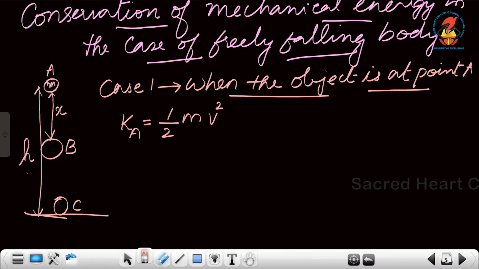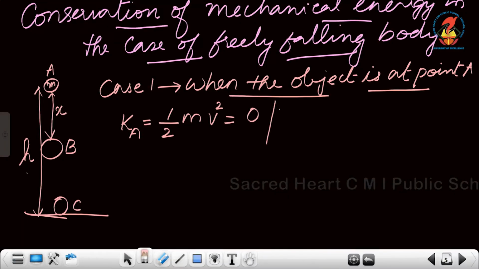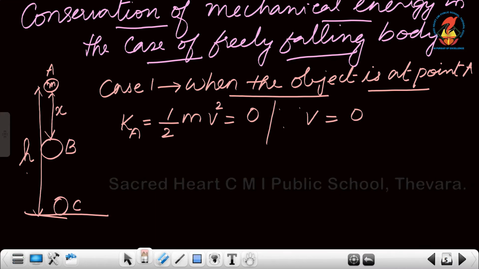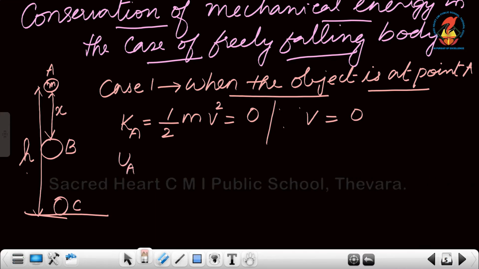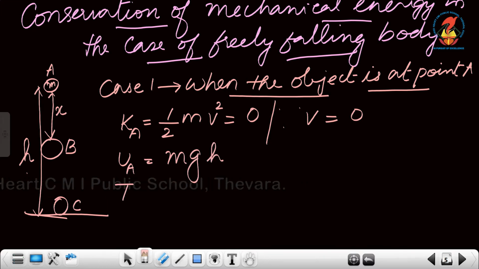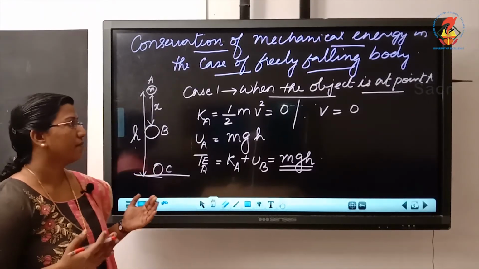And initially I told you at point A the object is at rest. So v is equal to 0. So kinetic energy is equal to 0. Why? Since velocity is 0 at point A. And what is the potential energy at point A? UA is equal to mgh. Therefore, total energy at point A is equal to KA, kinetic energy, plus potential energy at point A, which is equal to mgh. So, at point A, the object is having a total energy of mgh.